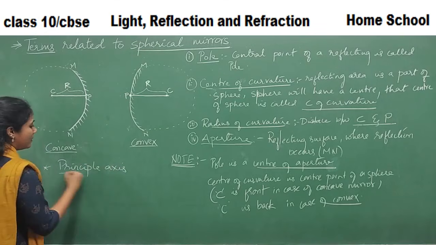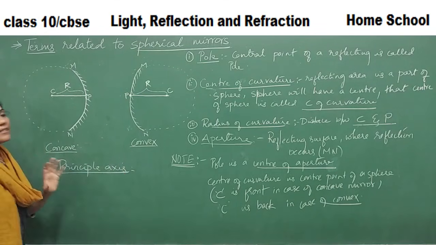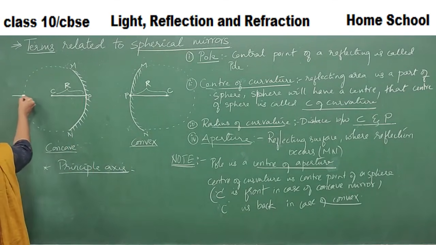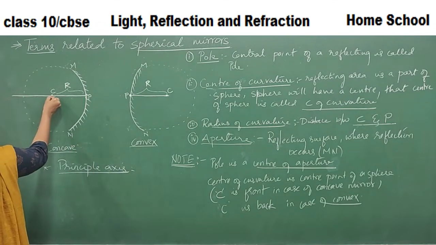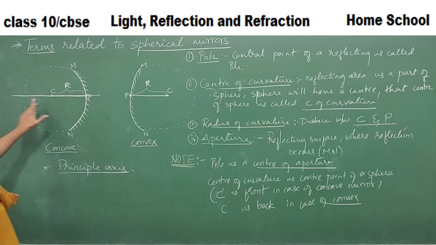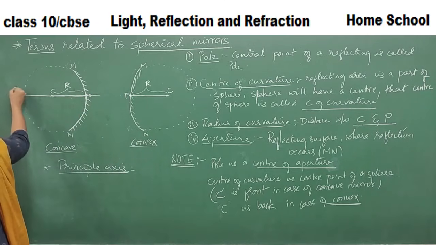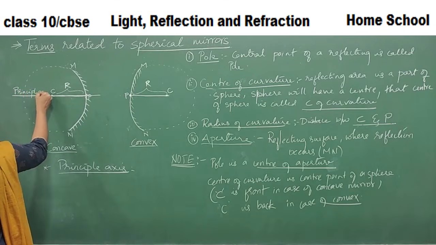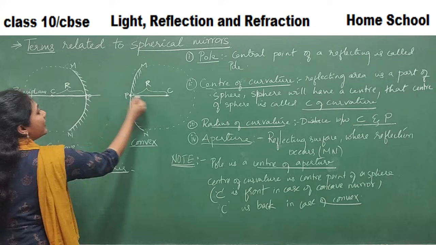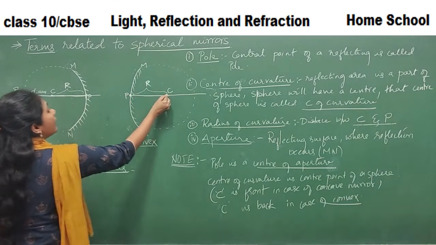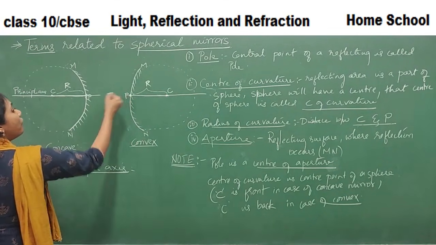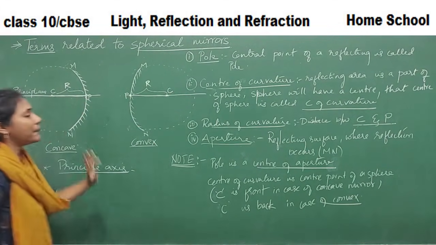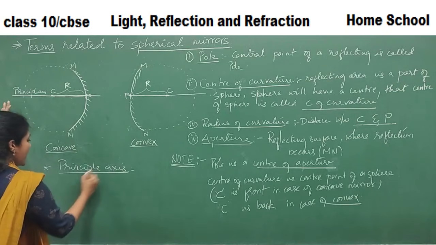Principal axis. So what do you mean by a principal axis? It's very simple, guys. An imaginary line drawn through the center of aperture and pole is called principal axis. So when you draw an imaginary line joining the center of curvature and pole, this becomes a principal axis. So what is principal axis?